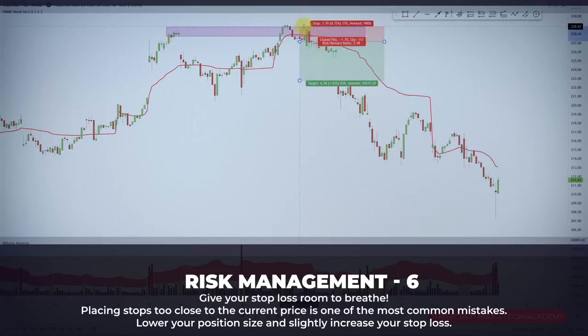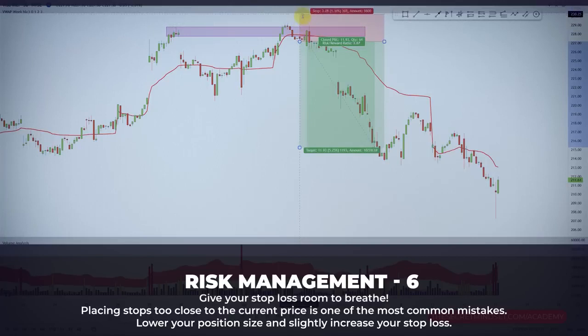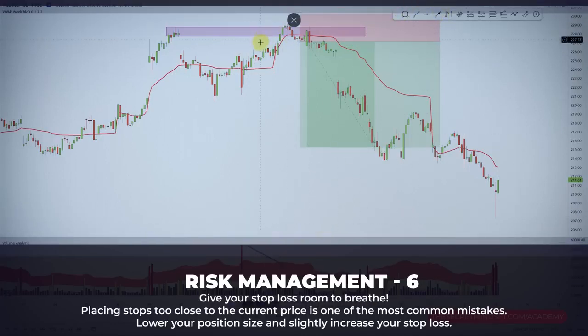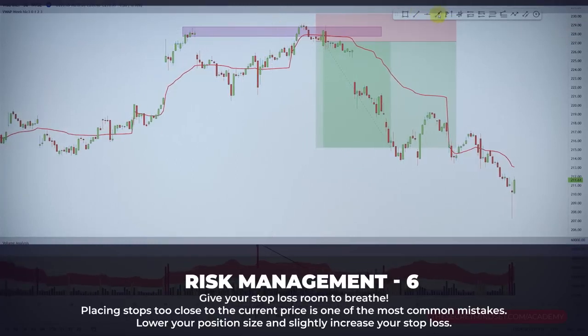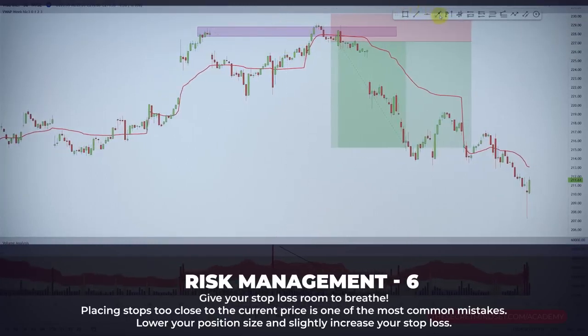How many times have you been right about the market's direction? Your trade signal was right, but you still lost money somehow. This keeps happening to you because your stop loss is too small. When you day trade, the market can move unpredictably, and if you place your stop too tight, there is a high chance that you'll be stopped out before the price continues to go in your direction. Position sizing also plays an important role in this equation. My advice: lower your position size and slightly increase your stop loss to give the price enough room to breathe.